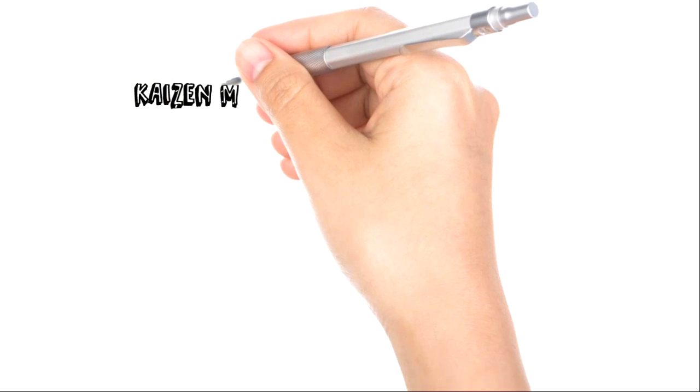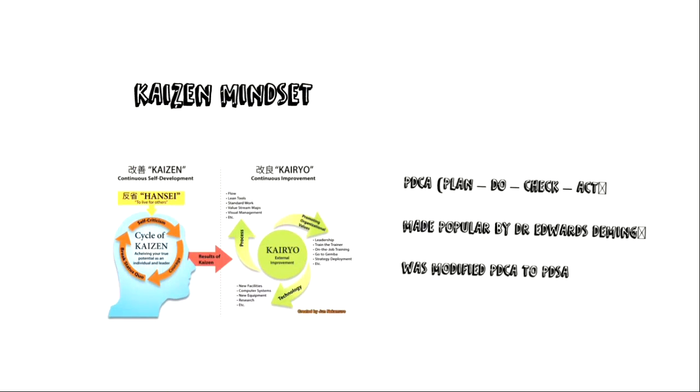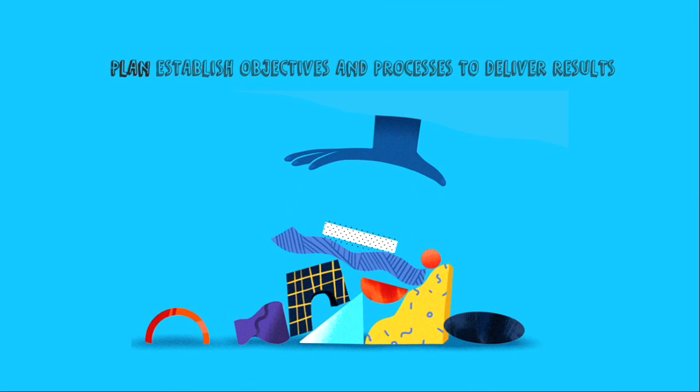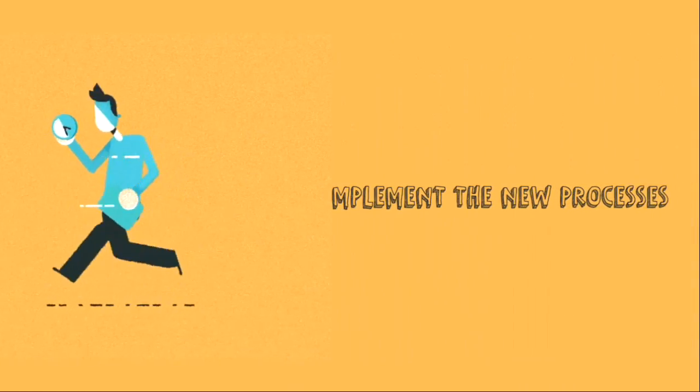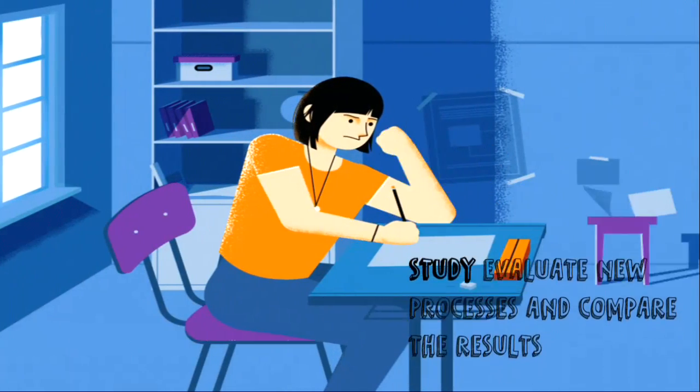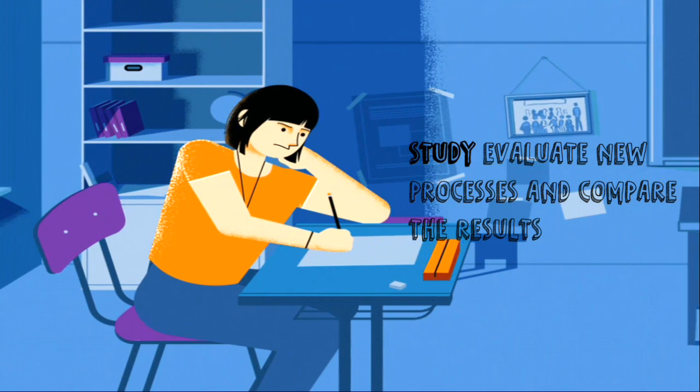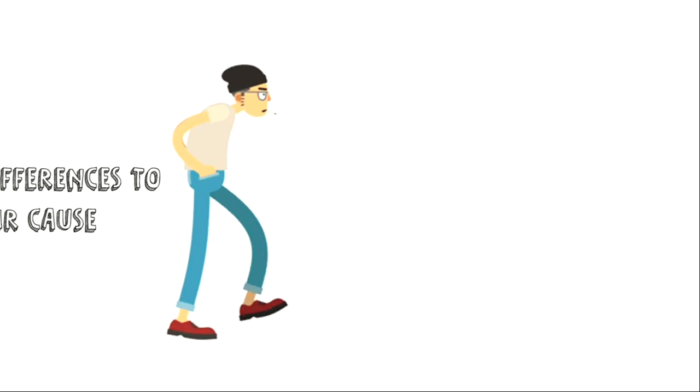Kaizen Mindset, PDCA, Plan Do Check Act, made popular by Dr. Edward Deming, was modified from PDCA to PDSA. Plan, establish objectives and processes to deliver results. Do, implement the new processes. Study, evaluate new processes and compare the result. And lastly, act, analyze differences to determine their cause.